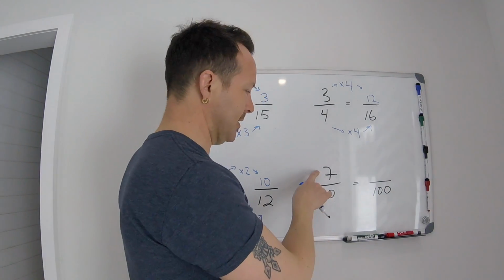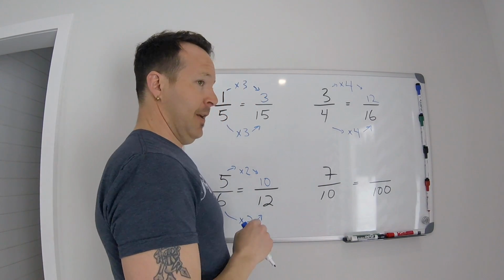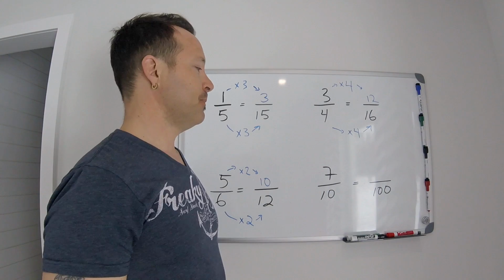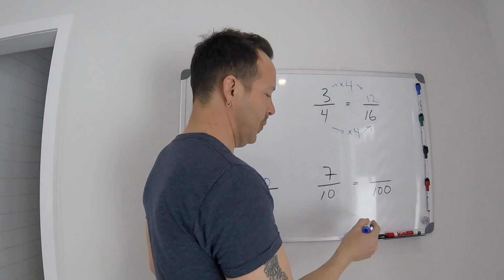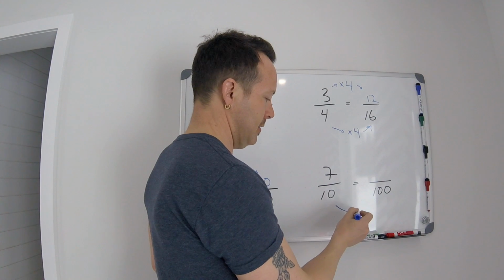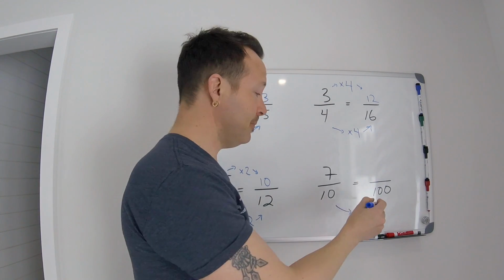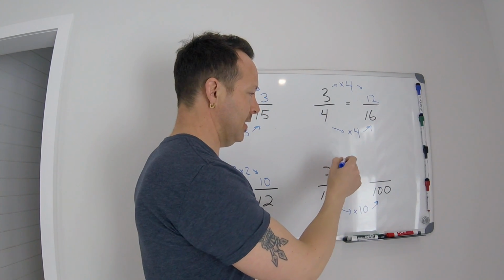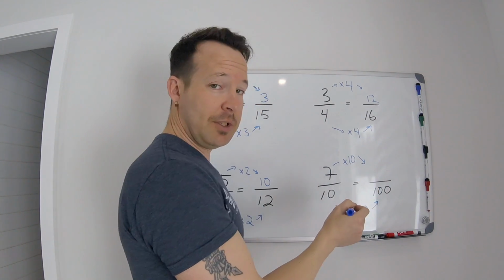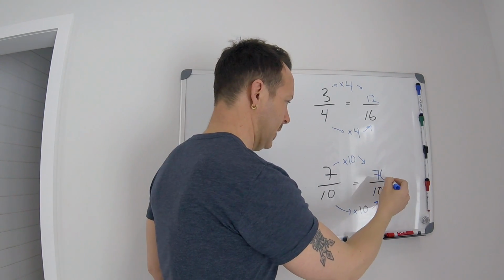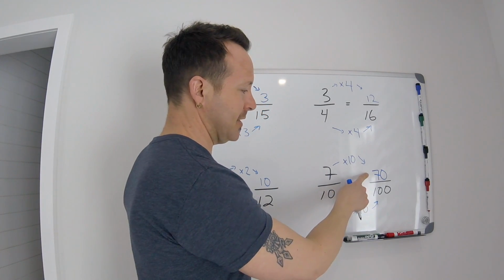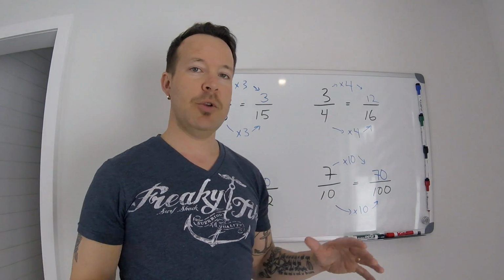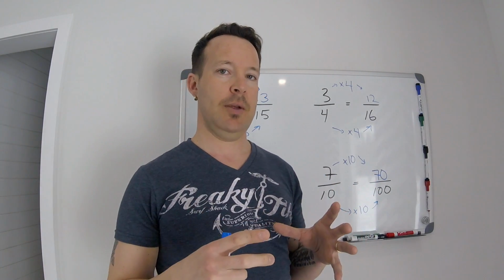Let's look at the next one, last one. 7/10 equals what over 100? Without doing the math, I'm sure that most of you can guess what this is going to be. But let's do it anyway. 10 times what number is 100? 10 times 10. So that means 7 times 10 is 70. 7/10 equals 70/100.